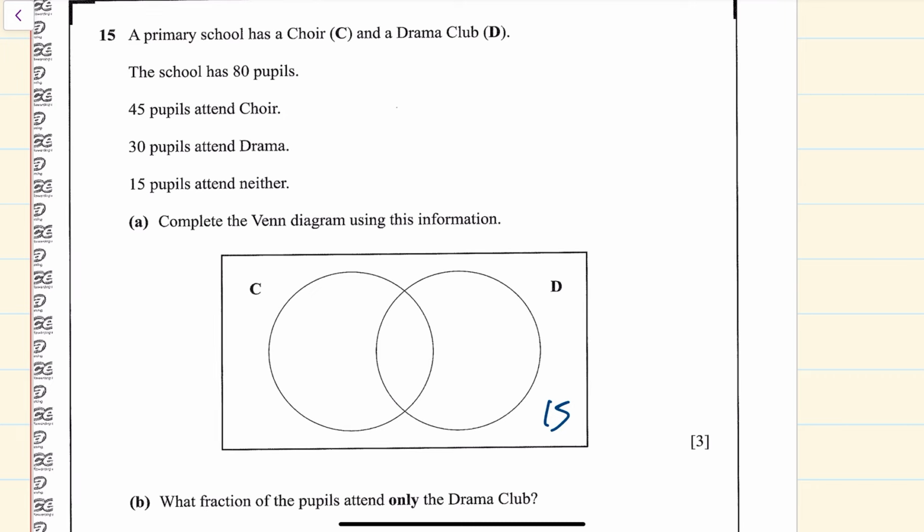I know if I call this x, some people can see these really quickly. I am not one of those people. If that's x, then that bit is going to be 45 minus x for choir, and that bit is going to be 30 minus x for the drama. And we know 45 minus x plus that x in the middle plus the 30 minus x needs to add to be 80 minus 15, so that adds to be 65.